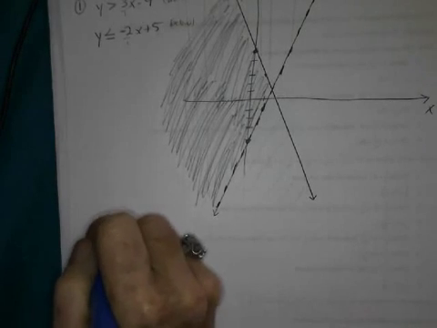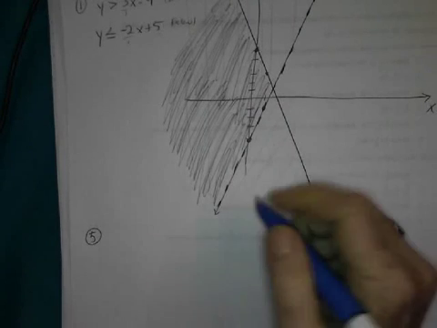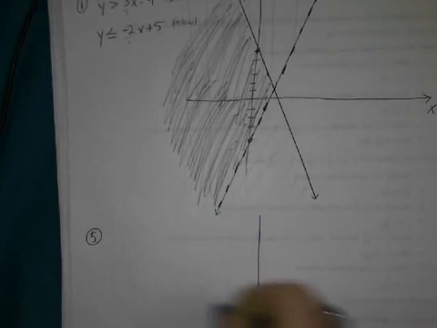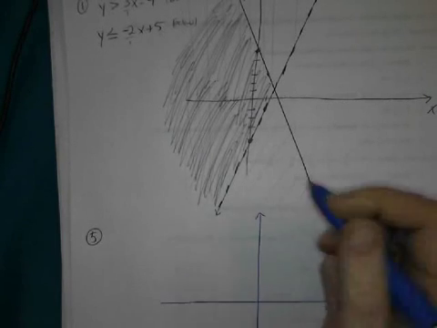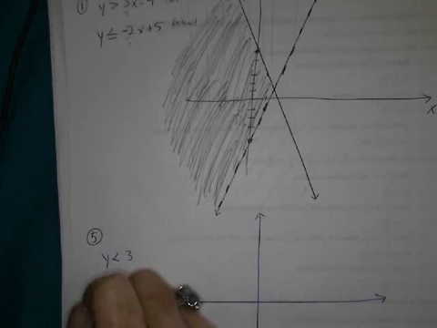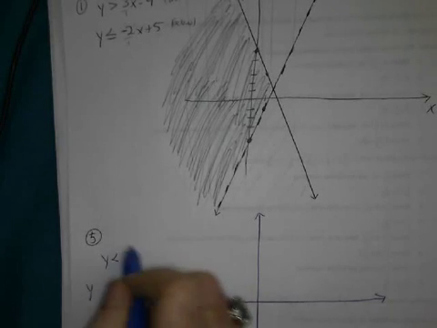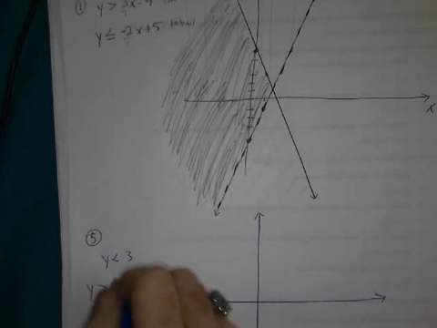I just picked number 5 because I've seen a lot of kids get kind of confused on these ones for some reason. I probably used to get confused on them too. y is less than 3. And no one ever knows what to do with this thing. You guys probably know though.